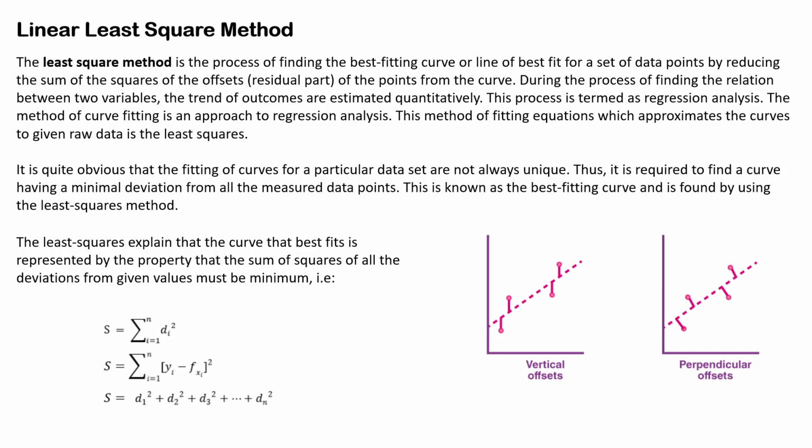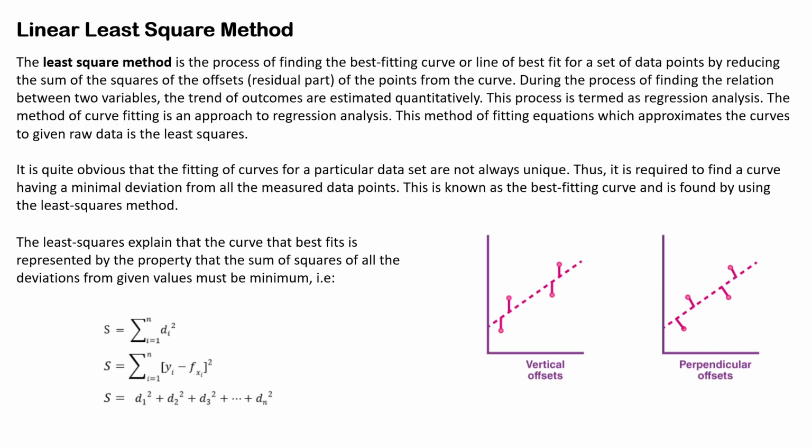This method of fitting equations, which approximates the curve to a given raw data, is the method of least squares. It is obvious that the fitting of curves for a particular data set is not always unique. Thus it is required to find a curve having minimal deviation from the measured data points. This is known as the best fitting curve and is found by using the least squares method.